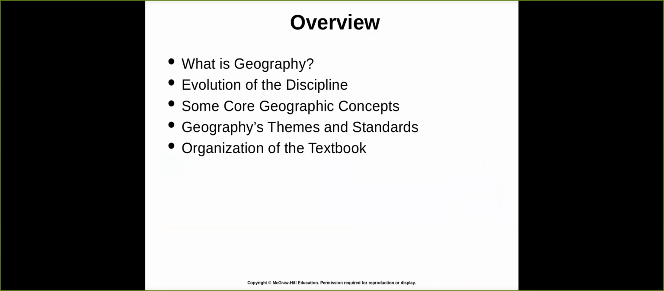It's going to get into a little bit about what geography is as a discipline, the evolution of the discipline, the concepts and themes, standards, all that kind of heading its way toward this concept or idea of regions and what is going on with regions.